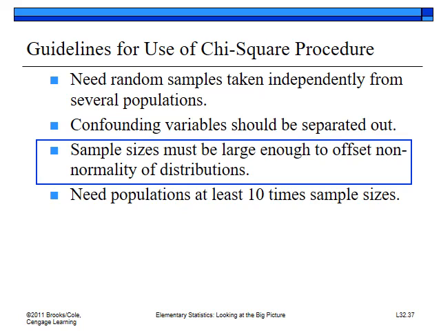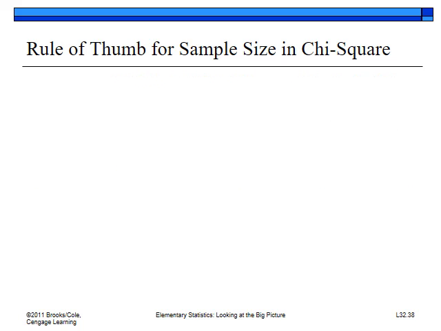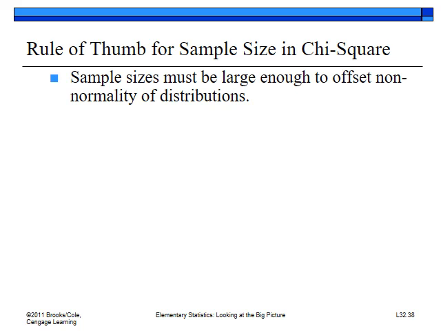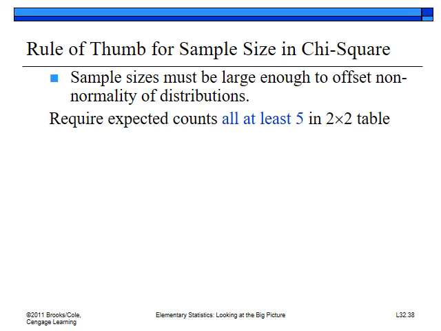So let's look at these sample sizes. What does it mean to say that the sample size has to be big enough? Here's our rule of thumb. We're going to require the expected counts to all be at least 5 in a 2 by 2 table.